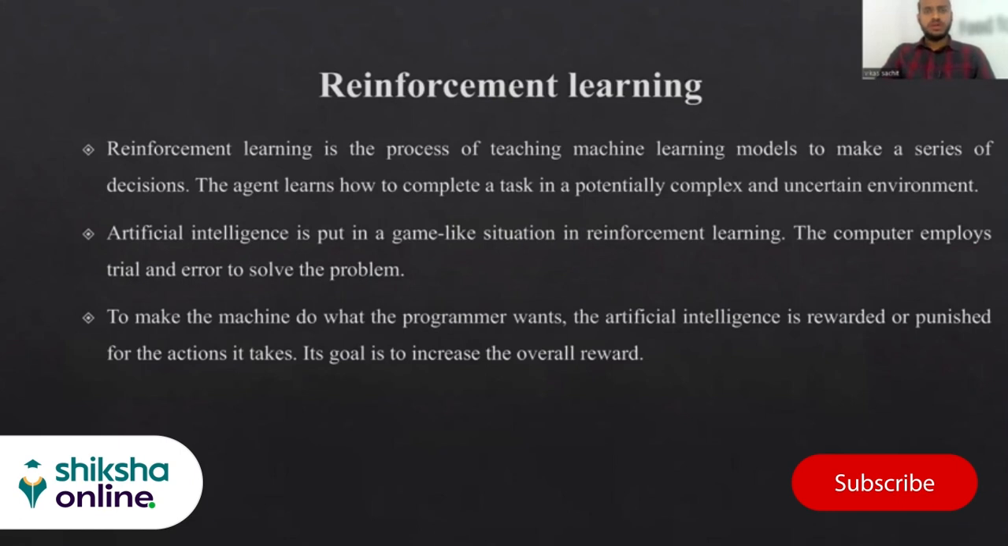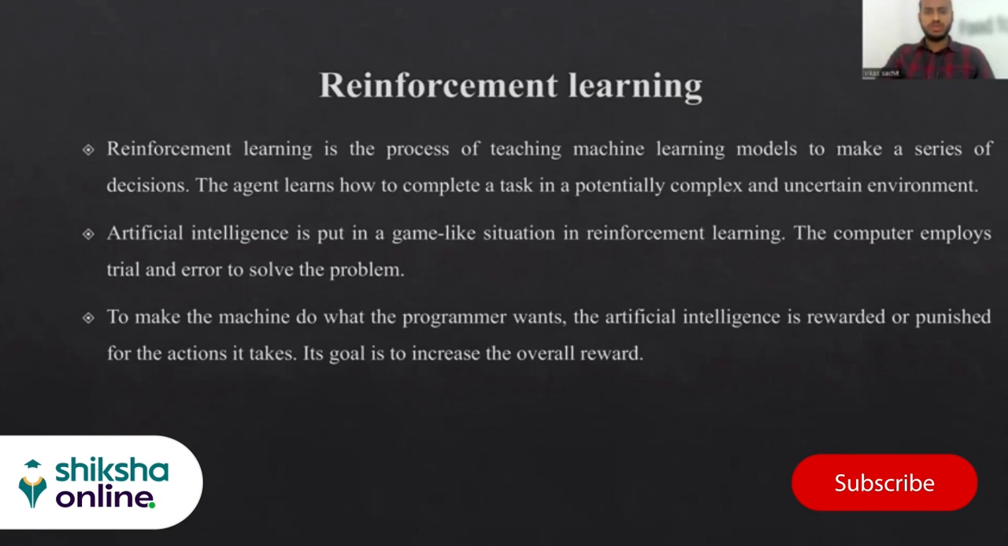So what exactly is reinforcement learning? Reinforcement learning is the process of teaching machine learning models to make a series of decisions. That means it is teaching a machine learning model to make its own decisions based on a complex and uncertain environment. It is like a game-like situation where a computer does trial and error, and finally tries to give the best possible solution. To make the machine do what the programmer wants, the artificial intelligence is rewarded or punished for the action it takes.